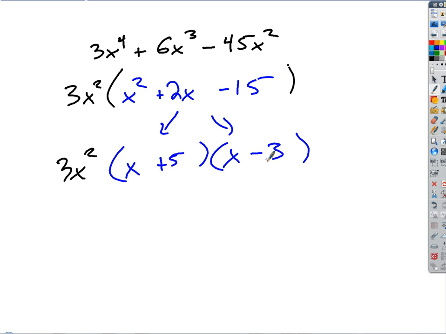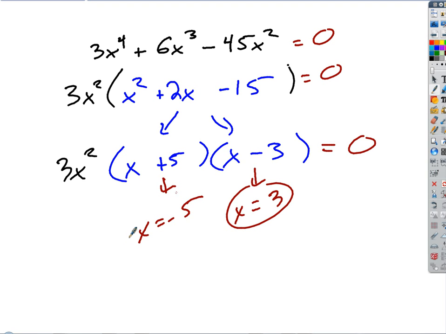Now, if this were a find-all-the-zeros kind of problem, if we were setting the original equation equal to 0 and solving, then I'm going to get not just 2 zeros, but an extra one. So I'm going to get either x equals 3 or x equals negative 5, or what's the x value that makes 3x squared equal to 0? Well, let's set it equal to 0 and solve. 3x squared equals 0. So I divide by 3 and get x squared equals 0. Square root, what's the square root of 0? 0.